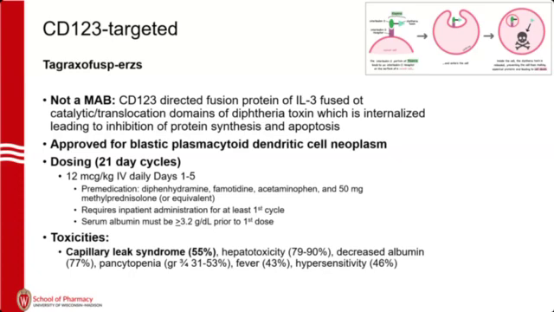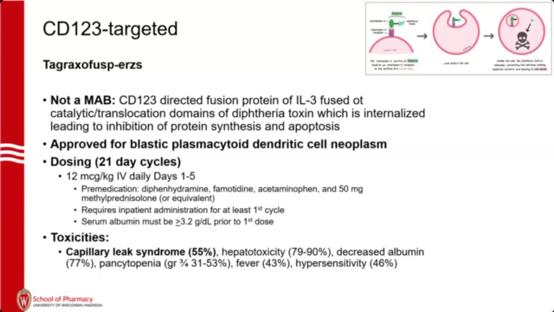You can see the pre-medications there are heavy, and they're actually more than we would typically see with any of our other products. It does require inpatient administration for at least the first cycle, and you really should consider multiple cycles if it does not go well on the first cycle. Serum albumin must be confirmed to be 3.2 grams per deciliter or higher prior to the first dose. Again, not something that you would typically see as a dosing restriction for any of our other therapies.